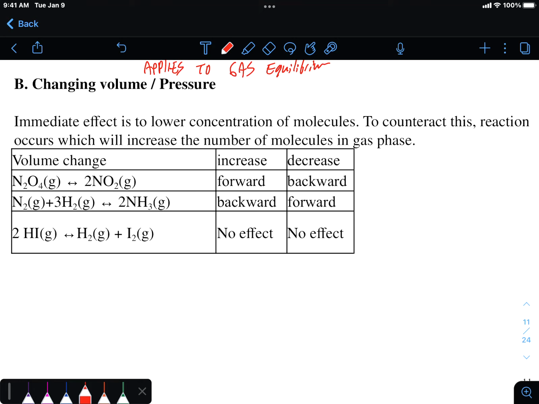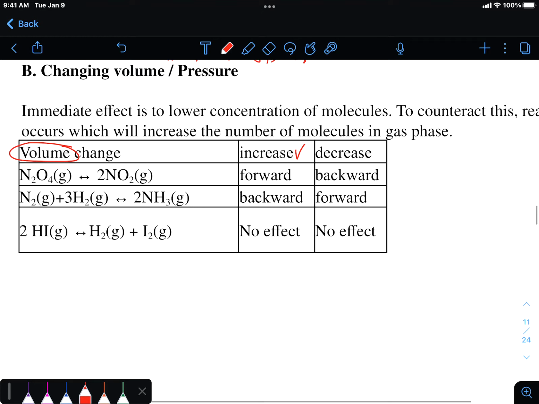Okay, we have 3 case studies here, so let's talk about each one of these individually. So the first one, I have an equilibrium system. It's a decomposition of dinitrogen tetroxide. So it breaks down and it forms nitrogen dioxide gas. Okay. So if we were to increase the volume, it says volume change. So increase the volume. By increasing the volume, you are now giving the reaction more space. Let me draw a picture here.